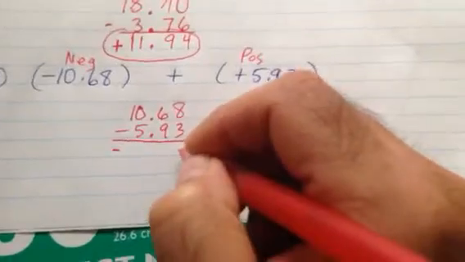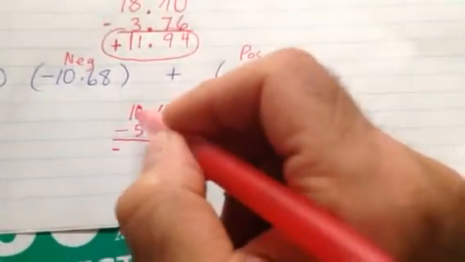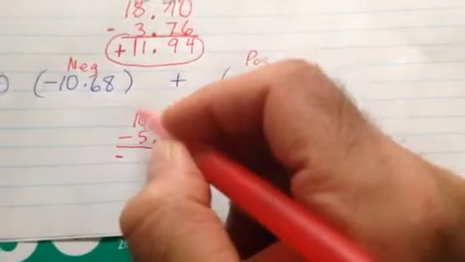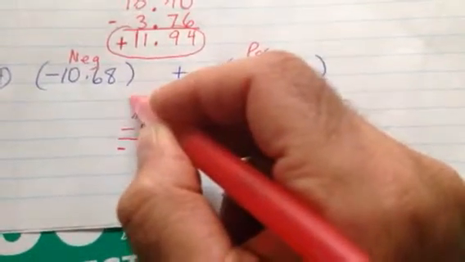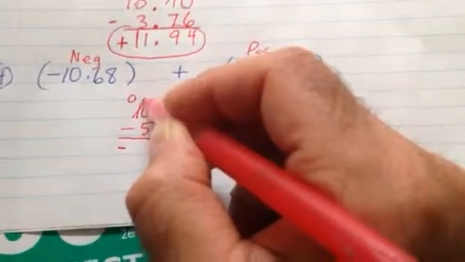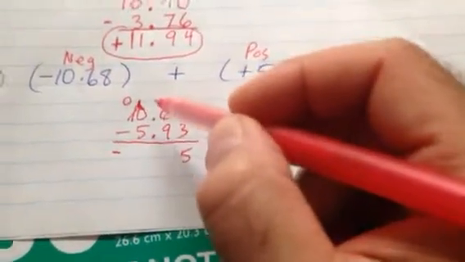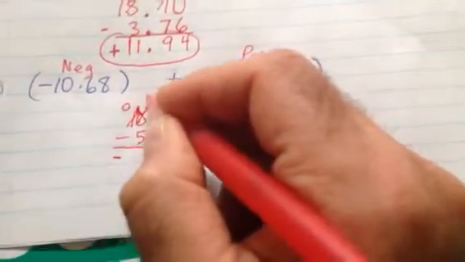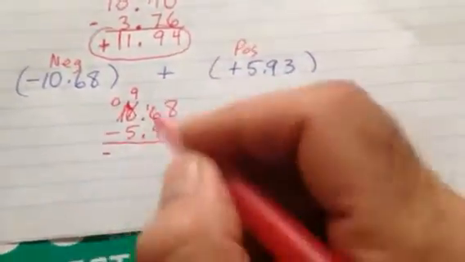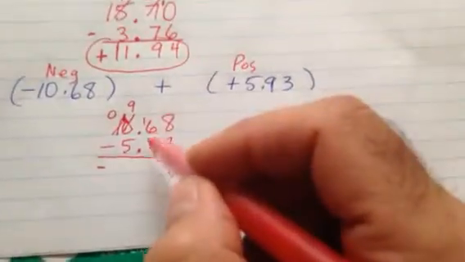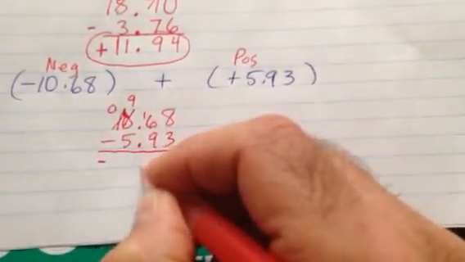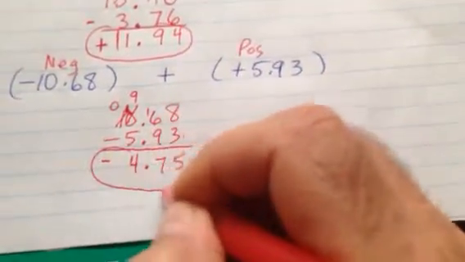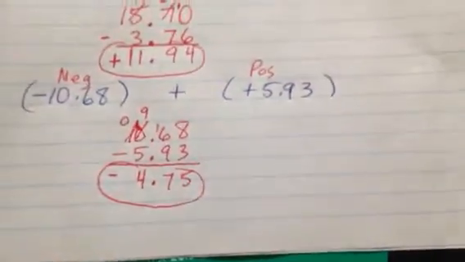So 8 take away 3 is 5. 6 take away 9, can't do it, got to borrow from the 0. 0 has nothing to give, so you go to the 1. Cross out the 1. Make it a 0, bring the 1 over to this 0, so now that becomes a 10. Now 10 can borrow to the 6, so that 10 becomes a 9. That becomes a 1. So bring that 1 out. 16, take away 9 is 7. Decimal, 9 take away 5 is 4, and that is it. So the answer is negative 4.75.